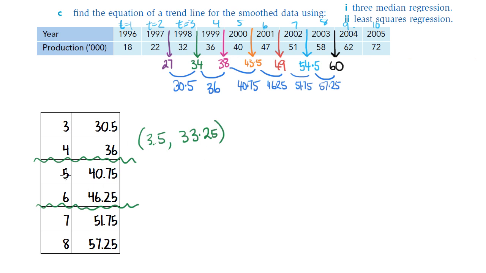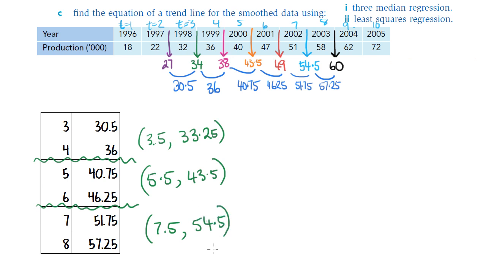Now let's do the one for the center. Halfway between 5 and 6 is 5.5. So that's the horizontal part, that's the x part. And now the vertical. Halfway between 40.75 and 46.25 is 43.5. Now the far right one. Halfway between 7 and 8 gives me 7.5 for the x coordinate, and finding the middle of these two is 54.5.